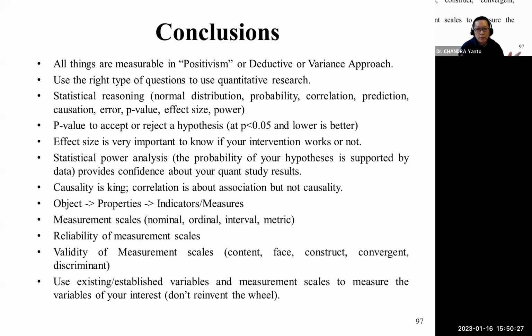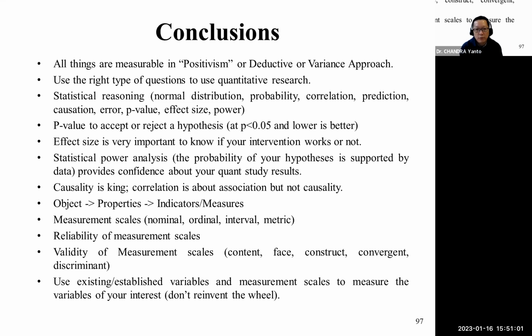And p-value is very important because it helps you to reject or accept a hypothesis, right? In social science, you want p lower than 0.05 or 5%, which means that the chance of making a mistake or error is only 5%, and 95% you are more confident that the result is true, right? And of course, the lower the p-value is always better. Effect size is important if you want to know whether your intervention works or not, if you're doing an experimental type. In survey type, you don't use effect size a lot.